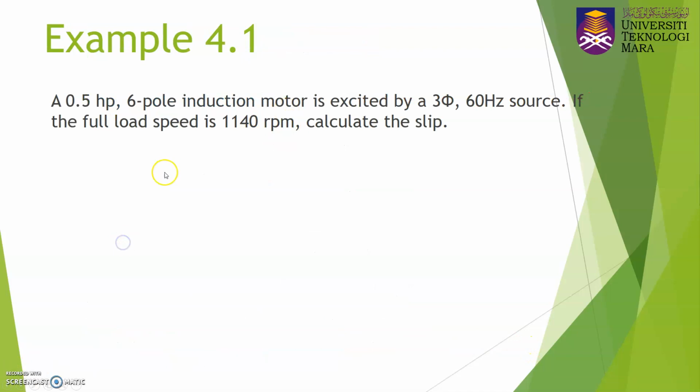Next, let's have a look at the following example on how to do some calculation on the slip and also the slip speed. So the question here: you have a 0.5 horsepower 6-pole induction motor excited by a 3-phase 60 Hz source. If the full load speed is 1140 RPM, calculate the slip. Here you see the question gives you the value of nr, which is the rotor speed, 1140 RPM. Next you need to calculate the slip.